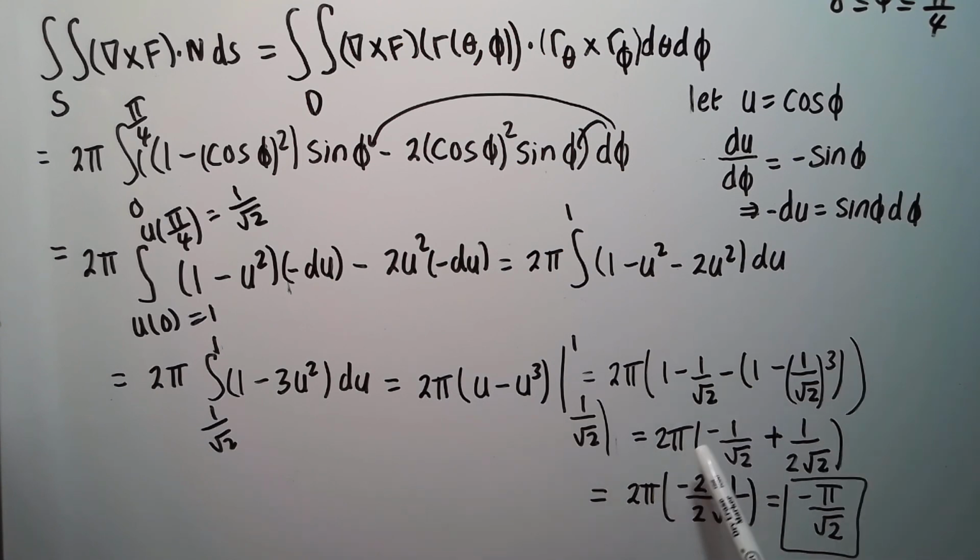Okay, so simplifying, 1 minus 1 they'll cancel. Then it'll be minus 1 over square root of 2. Then the minus will be plus there, and 1 over square root of 2 cubed is 1 over 2 square root of 2. Get a common denominator, simplify, and we got negative pi over square root of 2 as our answer.